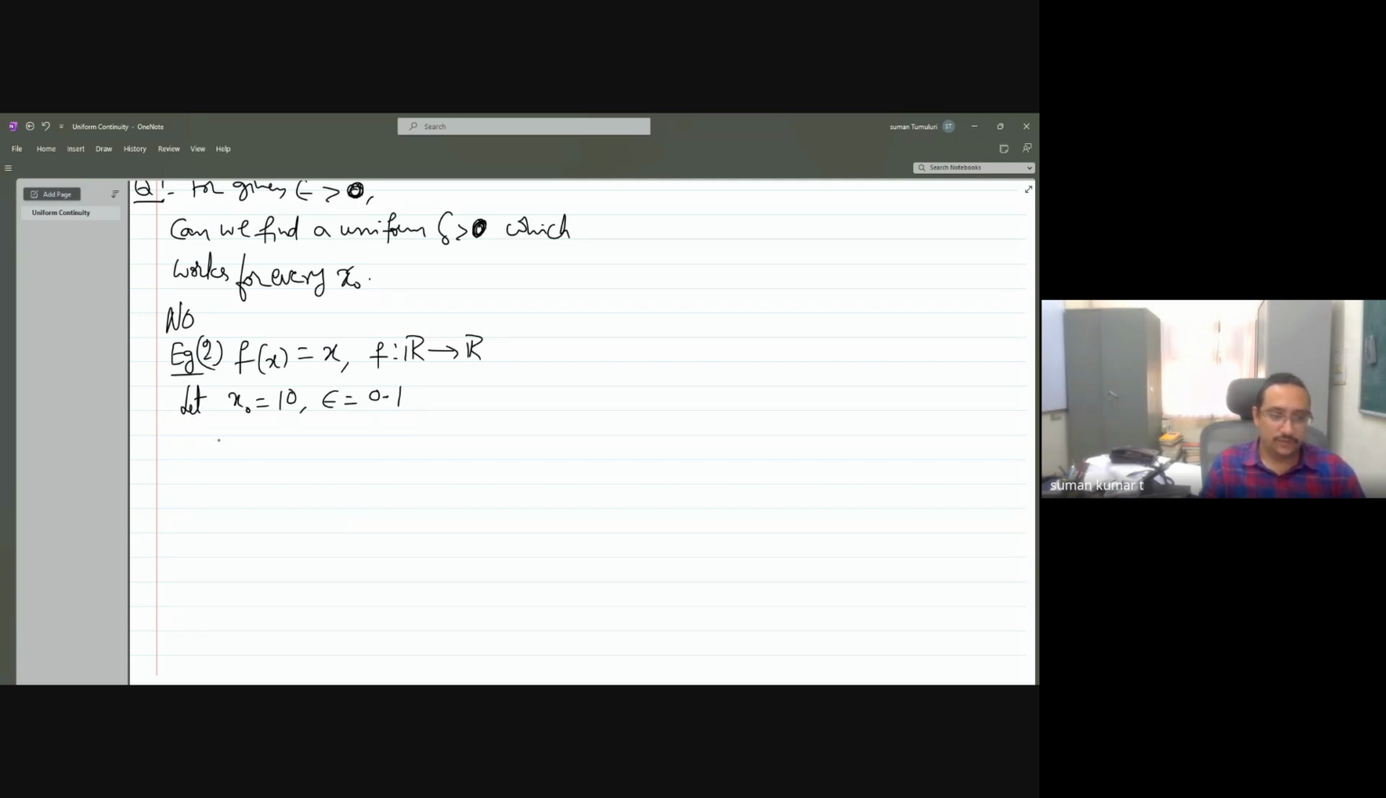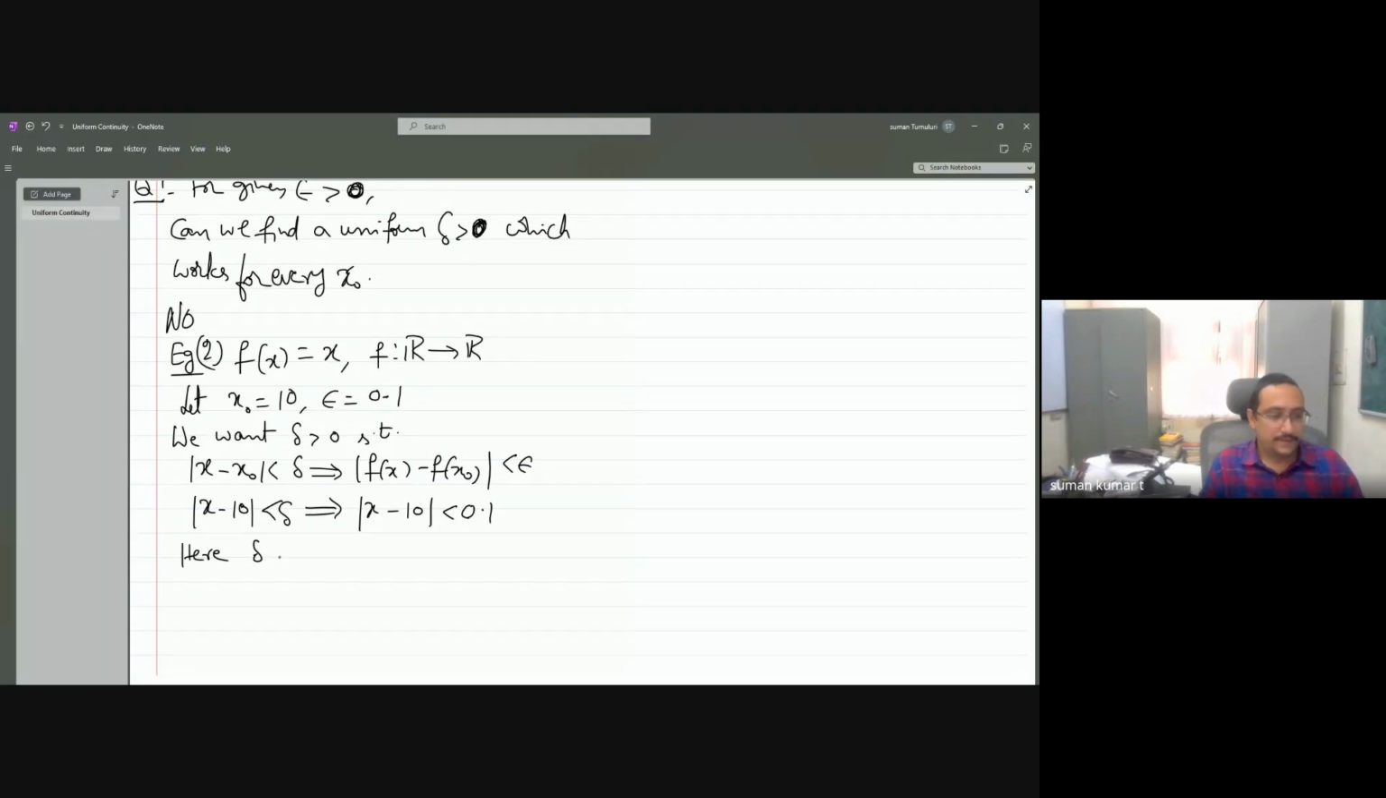So what is the delta that we choose? We want delta positive such that the absolute value of x minus x naught less than delta implies the absolute value of f of x minus f of x naught less than epsilon. In other words, we want delta positive such that this is less than delta implies, what is f of x? f of x is x, f of x naught is 10. This is 0.1. So what is delta here? We can choose delta equal to 0.1.